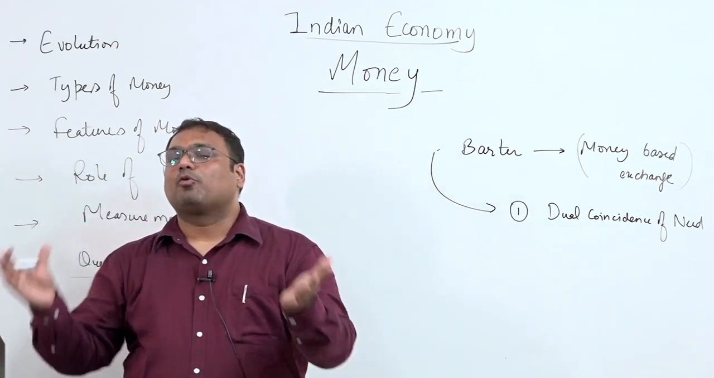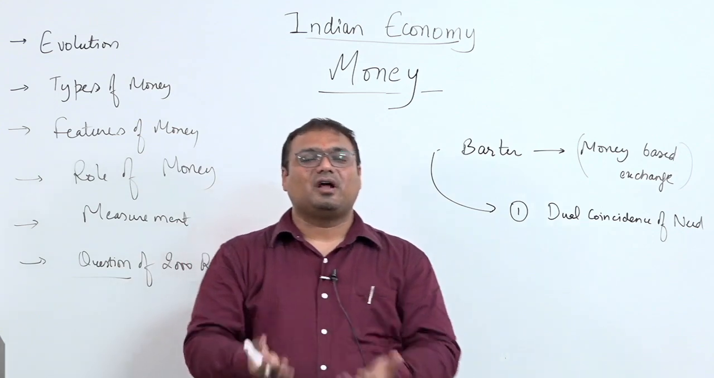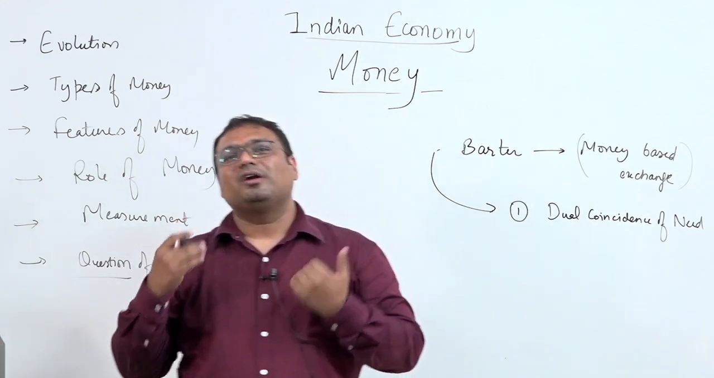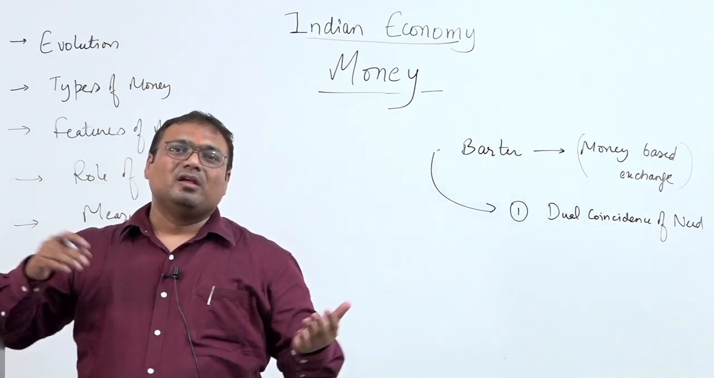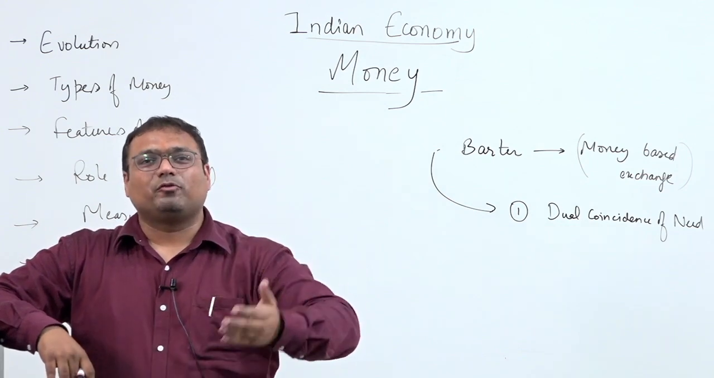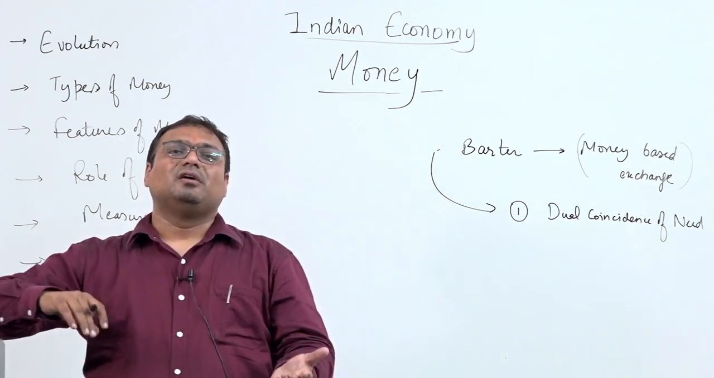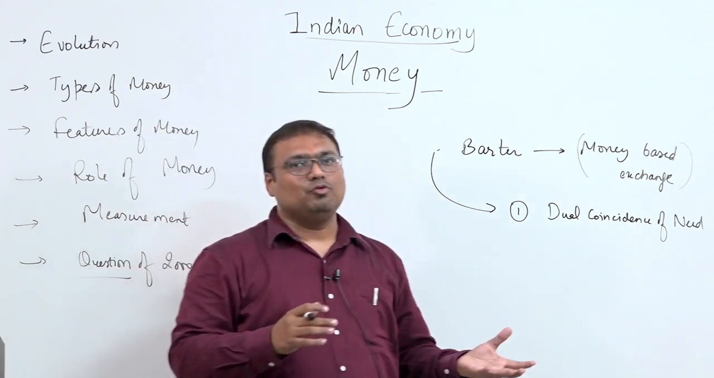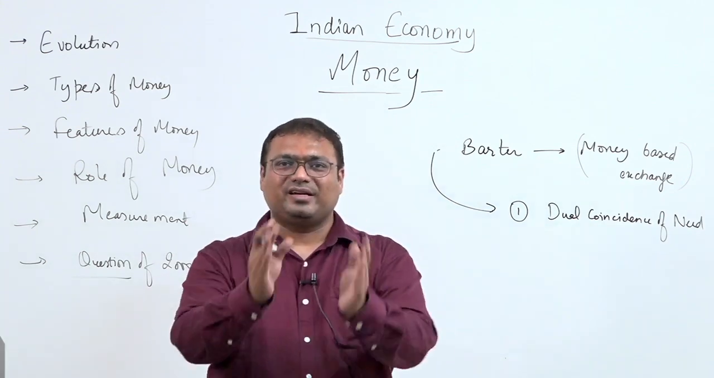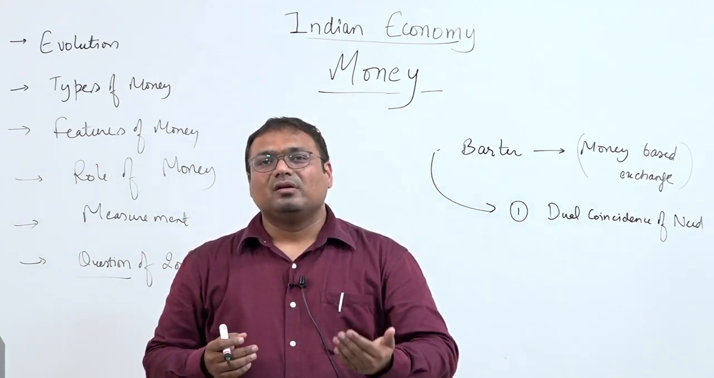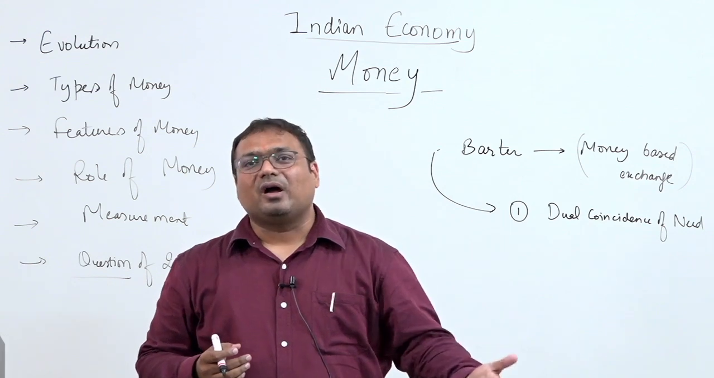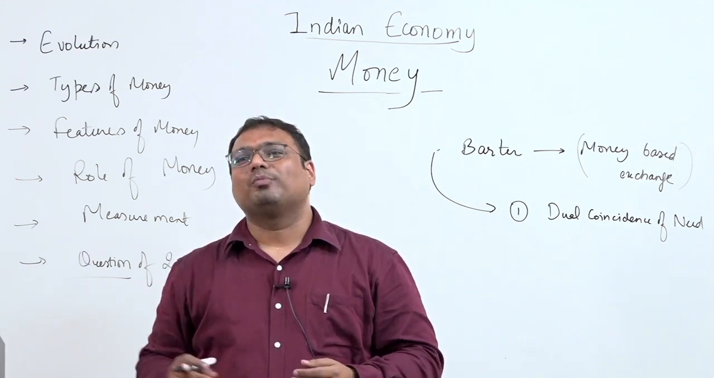Without trade, you can't create cities, you can't create towns. And without trade, you can't even have specialization. If we do not trade with each other, then we have to produce everything that we need. But it is money which enables us to buy other things. For example, I teach here. That means I do not do farming. I do not grow my food. I do not produce my clothes.